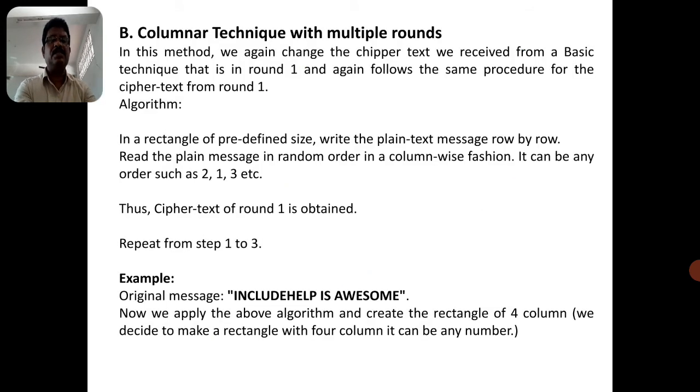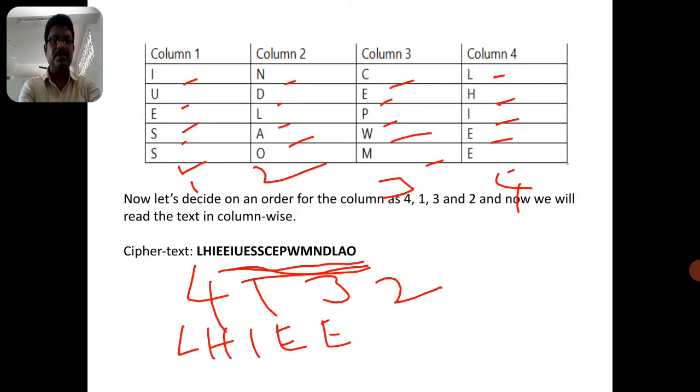And the next one is the columnar transposition technique with multiple rounds. Here you can observe multiple rounds are taken. What multiple rounds means is that whatever we get as the first output, we already get some output after completion of the first round. This is the basic round. Once I have completed the basic round, what type of data is it?